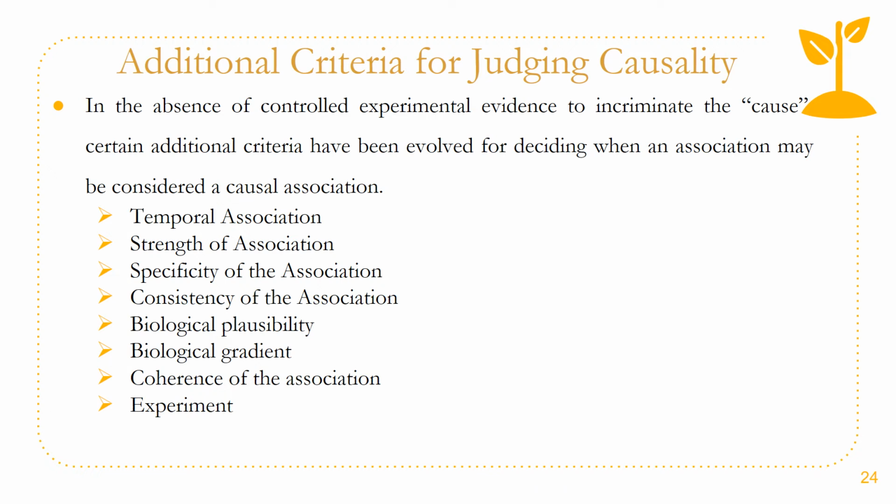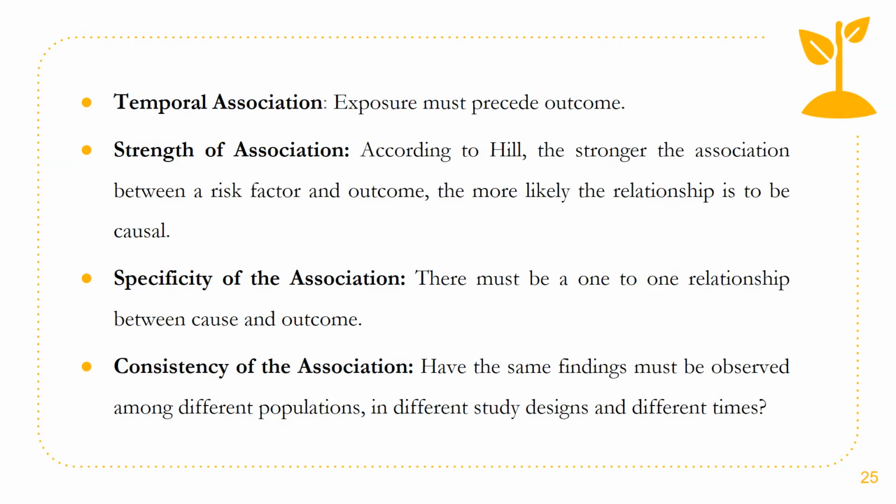Additional criteria for judging the causality, like in the absence of controlled experimental evidence to incriminate the cause, certain additional criteria have been evolved for deciding when an association may be considered a causal association. First is temporal association, strength of association, specificity of the association, consistency of the association, biological plausibility, biological gradient, coherence of the association, and experiment. I will explain you what are these. Coming to temporal association, exposure must precede outcome.